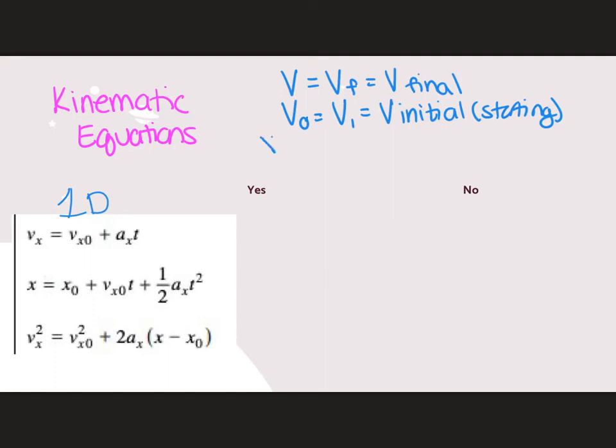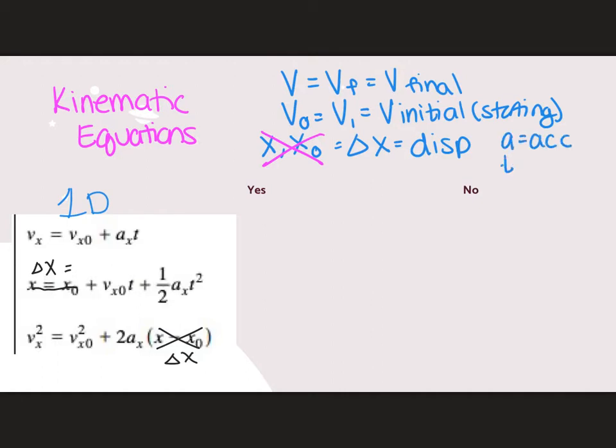Now we have this weird situation with X and X0. But frankly, I don't write it that way. I write it as delta X. Delta X is equal to our displacement. Now, this is how I kind of change up these equations. I personally get rid of this. I get rid of this and I put delta X equals. I get rid of this and I put delta X. Trust me, it'll make your life a million times easier. What do we have left here? We have A, acceleration, and we have T for time.